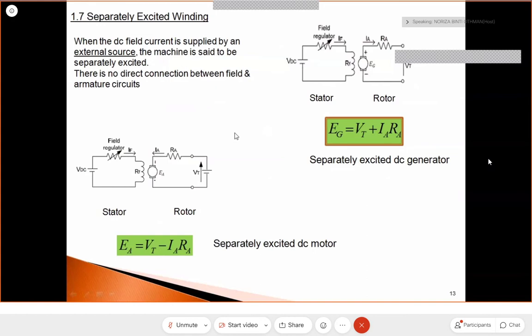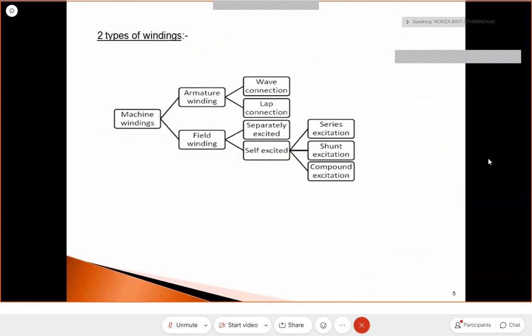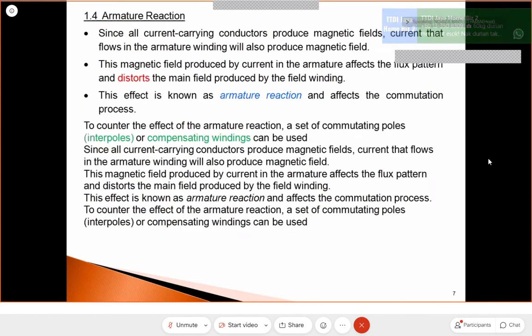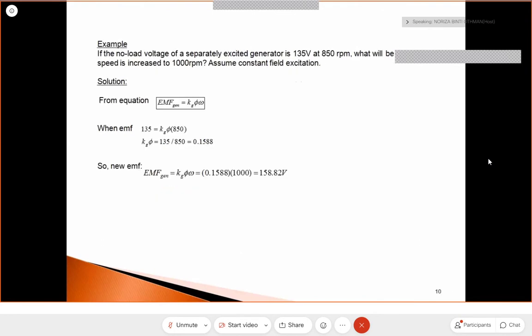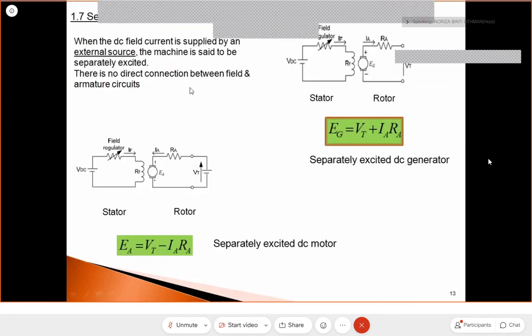Looking at the types of winding we have, in the field winding we have separately excited and self-excited. Let's look at the first one first, the separately excited field winding. When the DC field current is supplied by an external source, the machine is said to be separately excited.